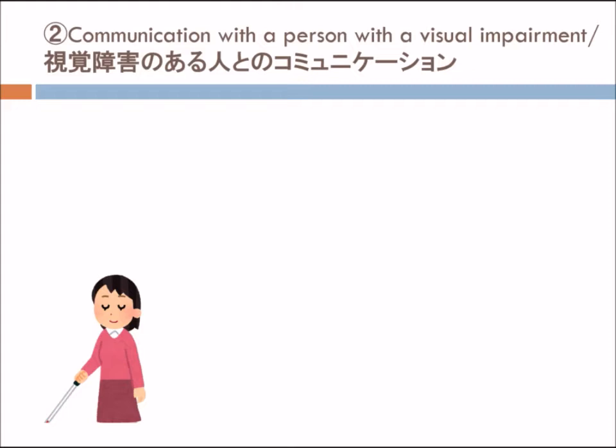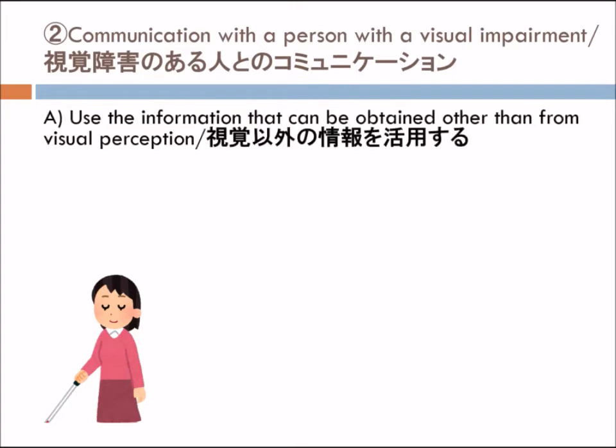Point to remember when communicating with a person with a visual impairment. 1. Use the information that can be obtained other than from visual perception. Explain specifically and in detail the location and characteristic of things. Moreover, it is important to be aware of the tone of your voice and the way you talk. You can also provide information by letting the person directly touch things.